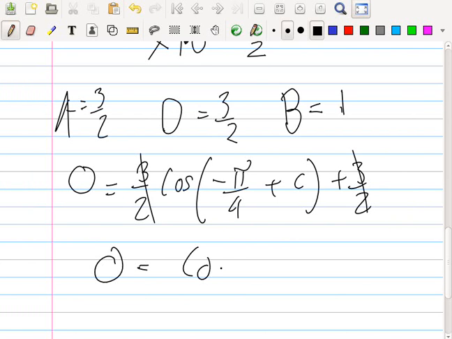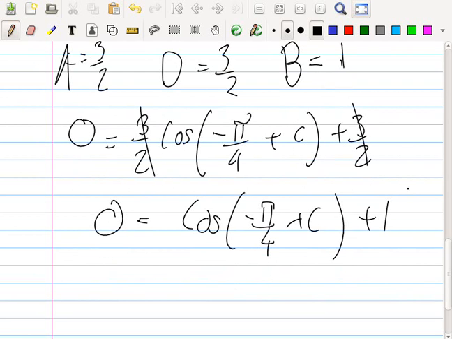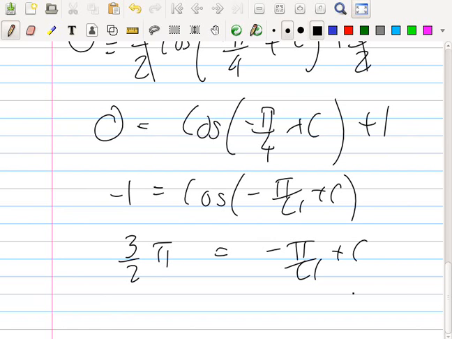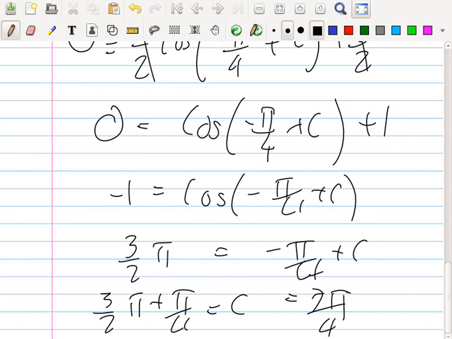0 equals cos of minus pi over 4 plus C, plus 1. Now if I take the 1 over here, I get minus 1 equals cos of minus pi over 4 plus C. If I do my cos inverse, I get 3 over 2 pi equals minus pi over 4 plus C. And like I said earlier, 3 over 2 pi plus pi over 4 equals C. This is 7 over 4 pi, right? Look, I don't have a calculator. You have a calculator. Check if that's right.